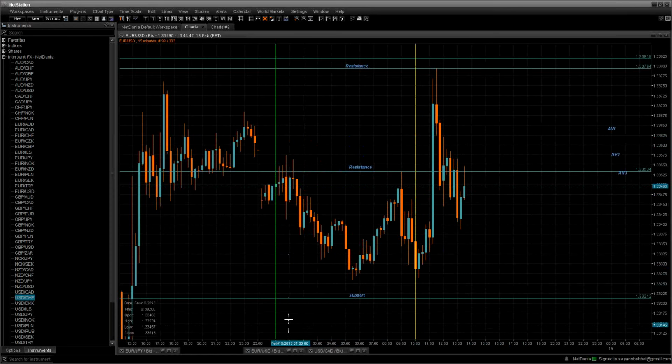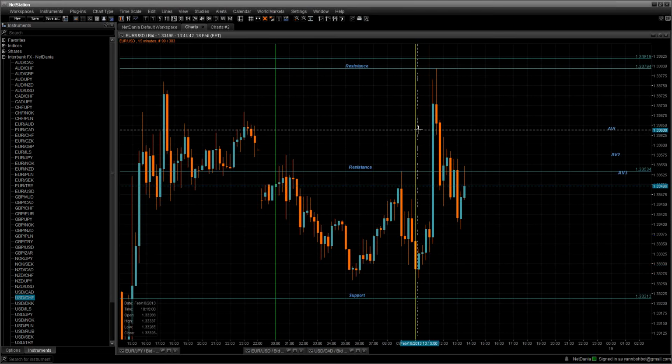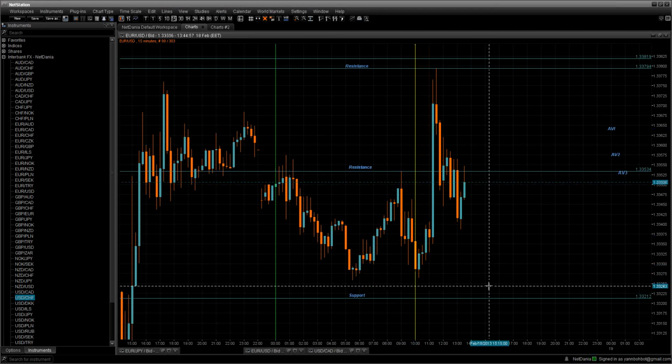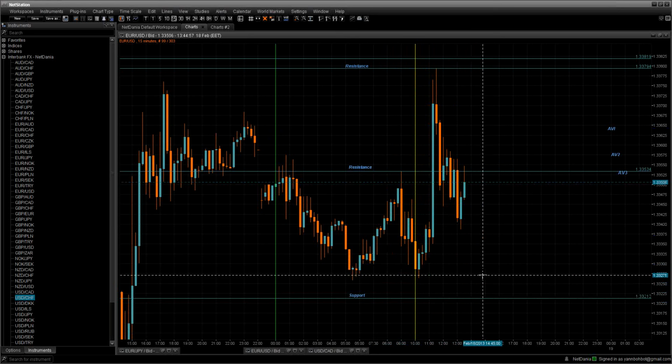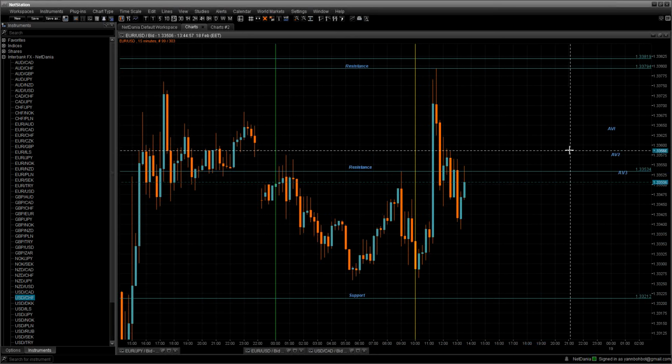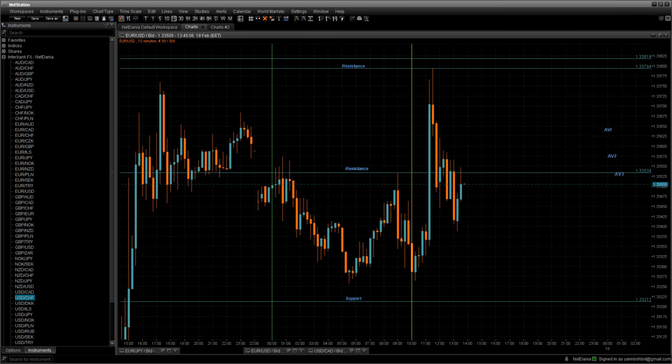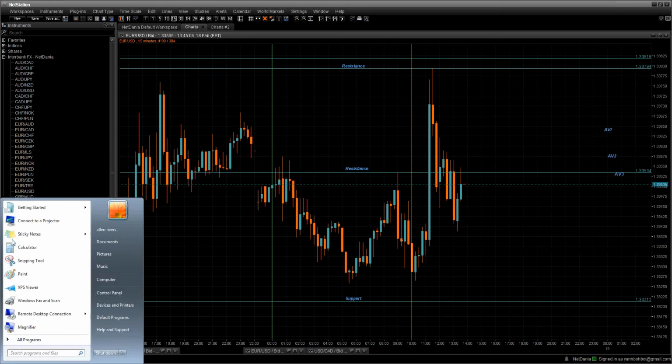Okay, so the green line is the beginning of the day. The yellow vertical line is when, for example, it's 10 a.m. I just woke up at 9, I'm opening my platform at 10, this is what I got, let's say. Okay, now I have my resistance, my support. Let's calculate average 1.